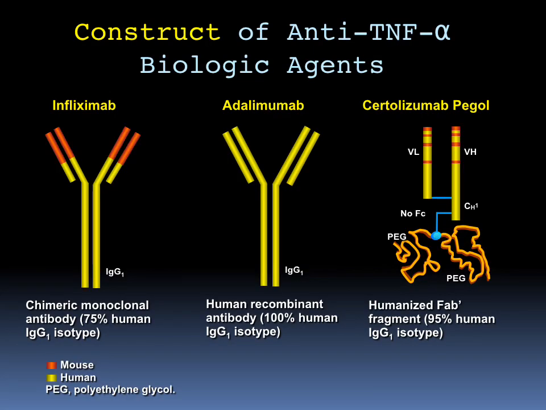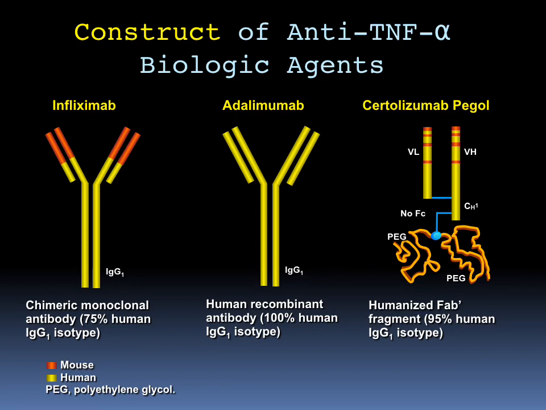The first molecule that appeared was infliximab, an anti-TNF, in 1998. It has a component from a mouse and the human. Of course, because it's an antibody, over time the body develops antibodies against this antibody and neutralizes it, which makes it inefficacious. And we've seen that across the board with all anti-TNF.